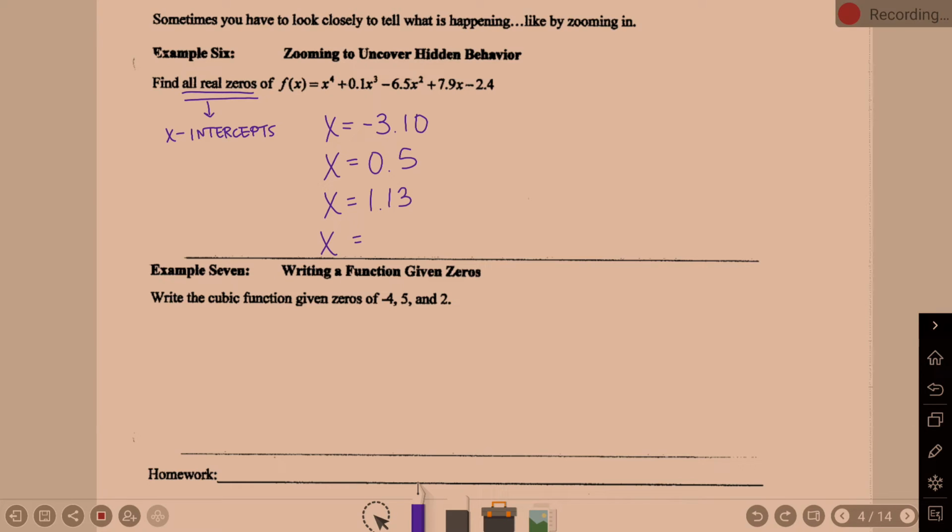And then we need one more. Did you guys find the last one? Left bound is below. Right bound is above. 1.3667022.